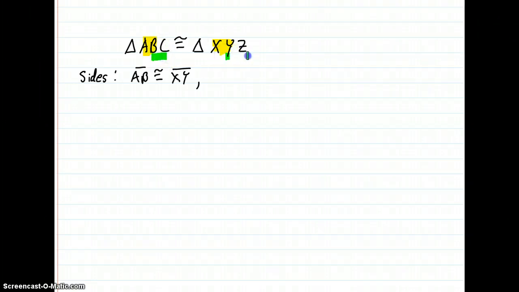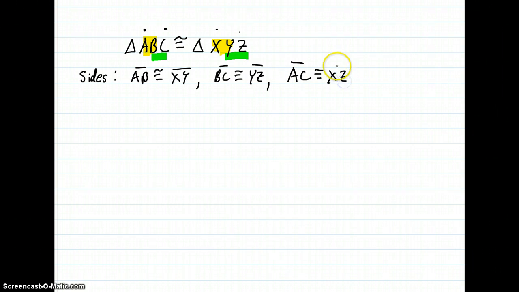Let's look at BC and YZ. So segment BC is congruent to segment YZ, and finally, this one and this one, so we get all three sides. AC is congruent to XZ. And now the angles.